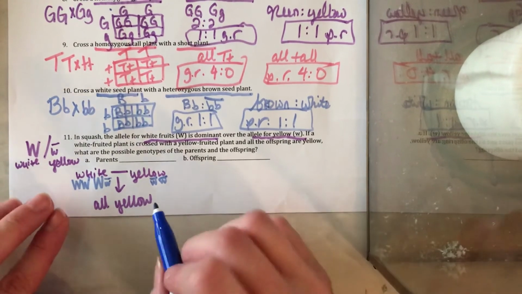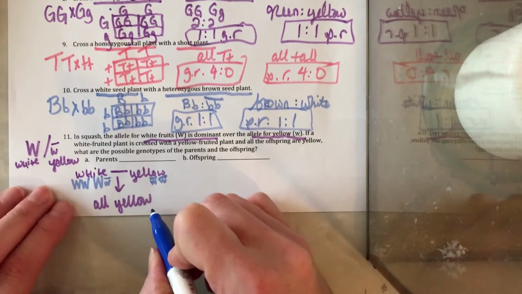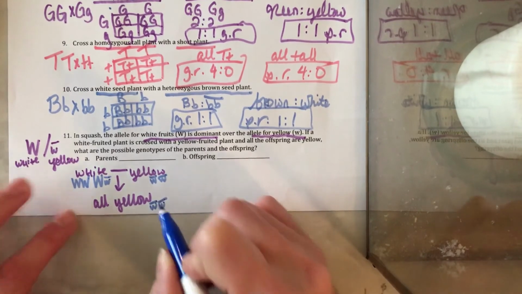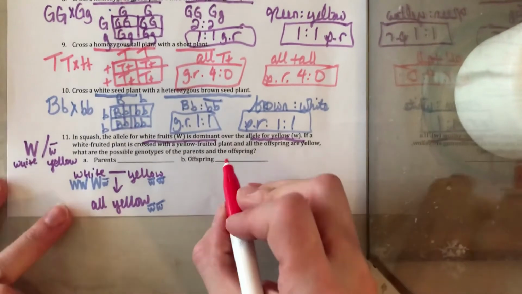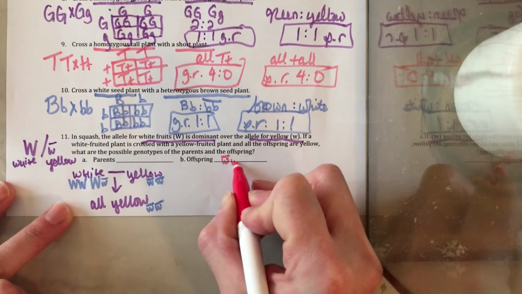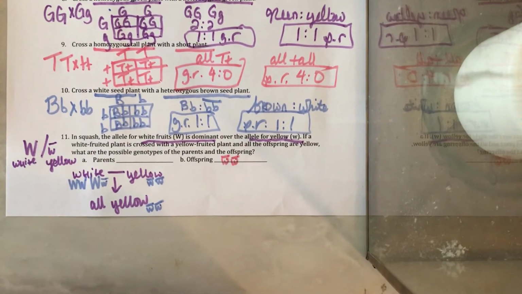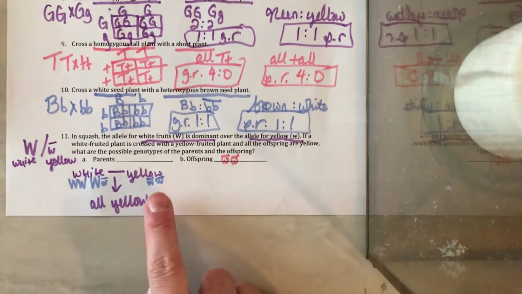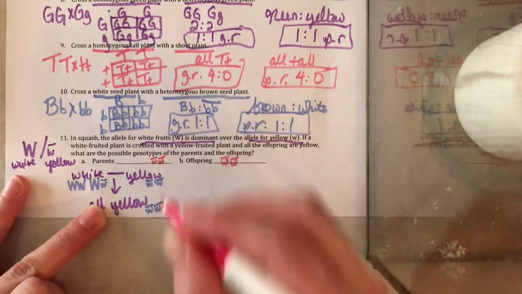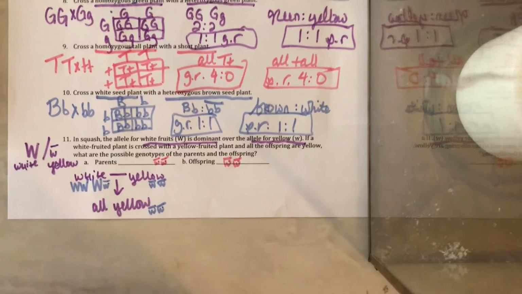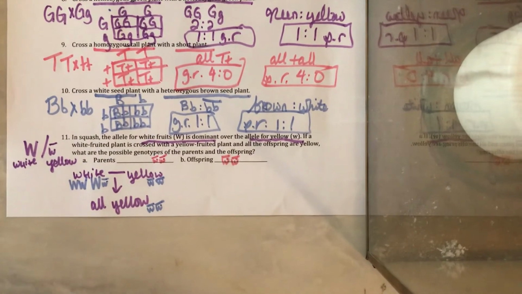That's the only possibility for that parent. Since all the offspring are yellow, they all must be lowercase w lowercase w. So now we know the answer for the offspring. We know that one of the parents is lowercase w lowercase w. But now we have to determine the genotype for the white parent. Which one must it be?